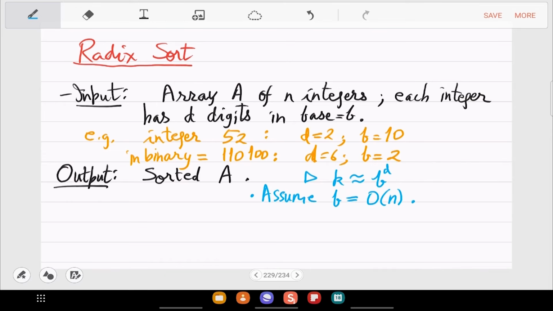And what we want is to solve this problem in dn time. So for the number of digits small, this should be linear time. That's our goal. So this is what radix sort will achieve.